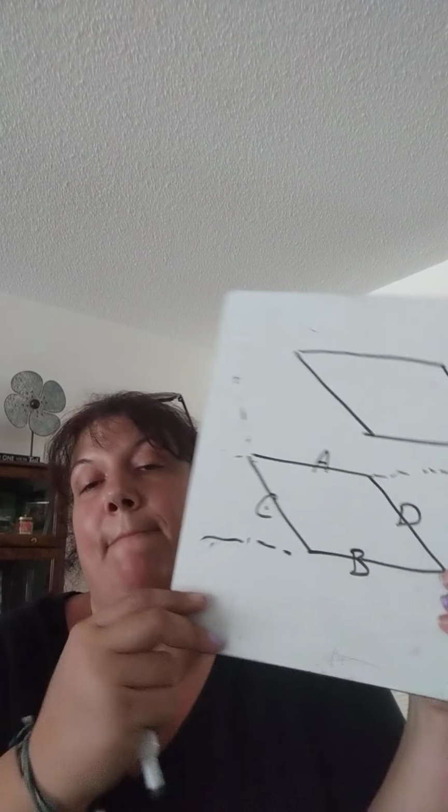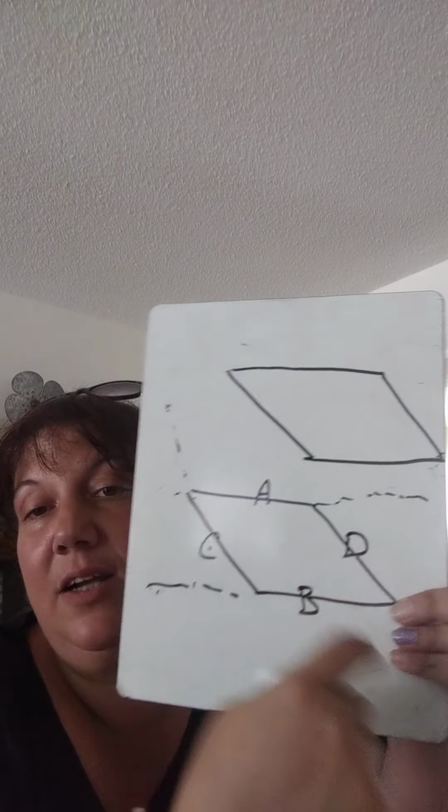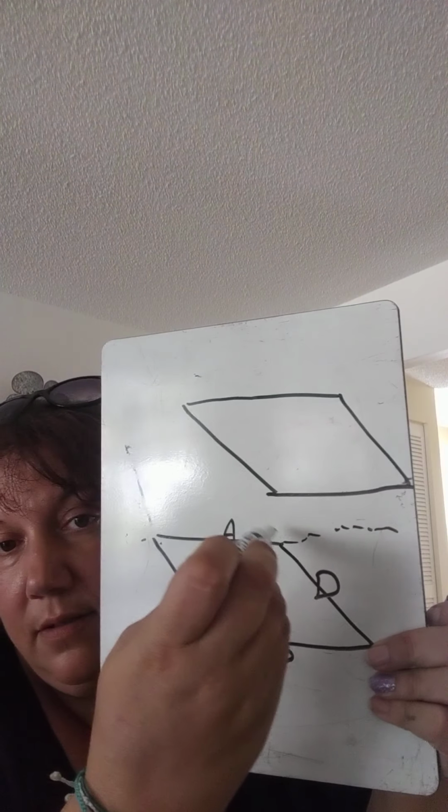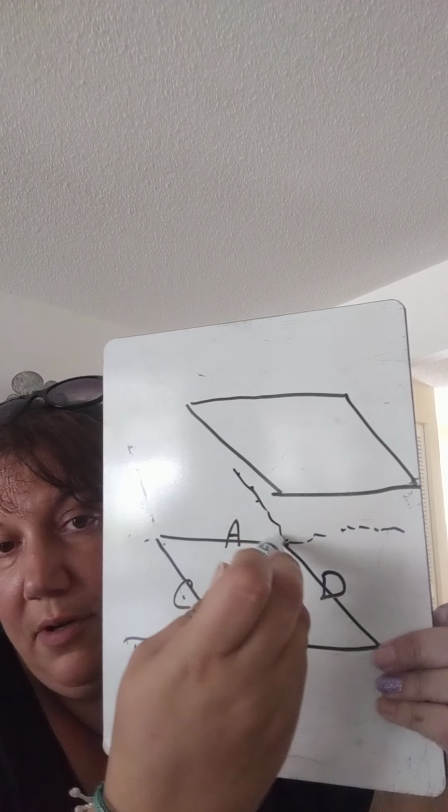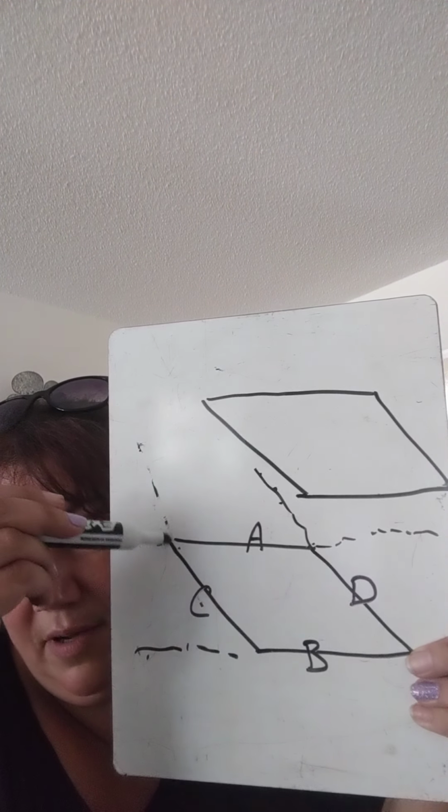And if you're a gymnast, you've heard of parallel bars. They're like this, right? They don't ever touch. C and D are also parallel lines. They're going to continue to go and go, and they're not going to touch. So that's parallel.